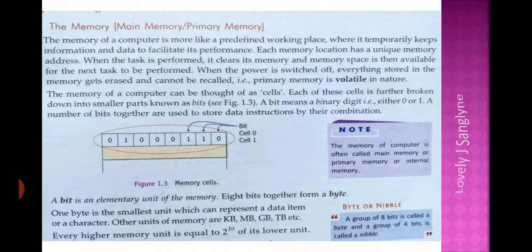The memory of a computer is more like a predefined working place where it temporarily keeps information and data to facilitate its performance. So the memory, which is the main working area and also temporarily keeps information, is known as the primary memory. Memory, also called primary storage, is where data and instructions are stored during processing by the CPU. So whenever the CPU processes some information or data, those are stored in the main memory, which is the primary memory.